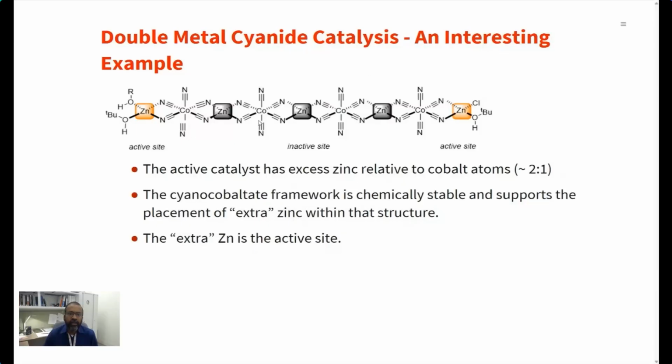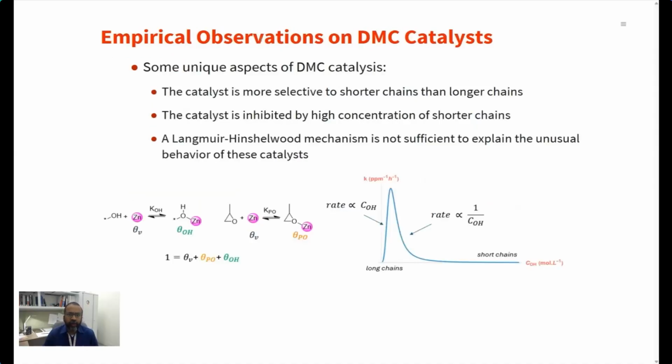And what you're seeing here is a hexacyanocobaltate framework that is extended by zinc atoms. And this cyanocobaltate framework is chemically stable. It supports the placement of extra zinc within the structure. And it is thought that these extra zinc sites, which are unsaturated, are the active sites in the catalyst. And there are several empirical observations that are interesting.